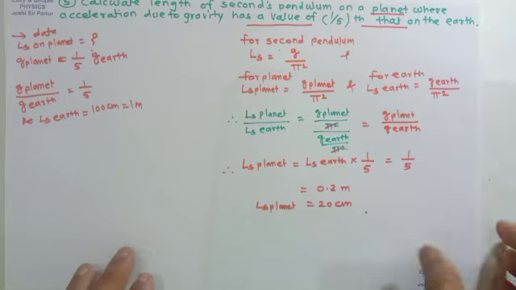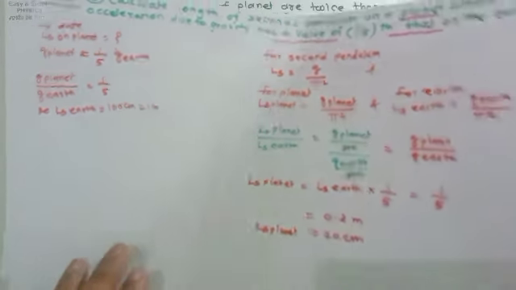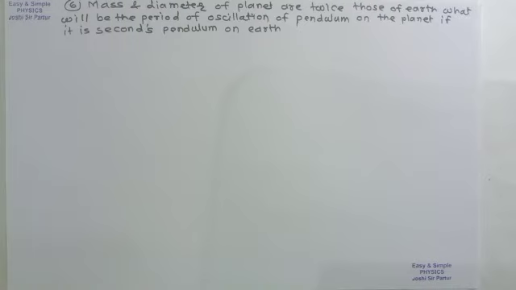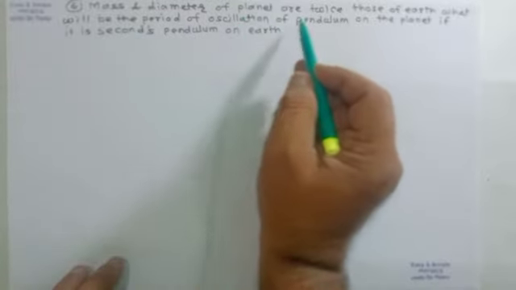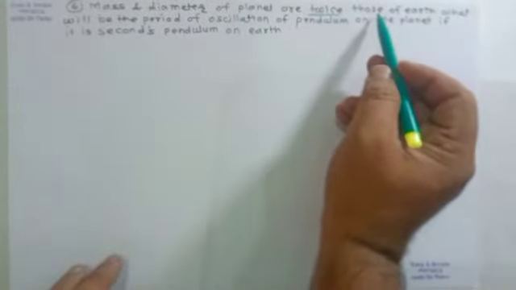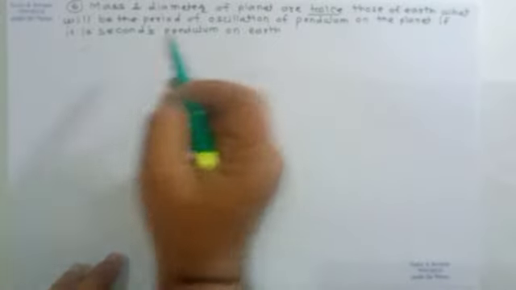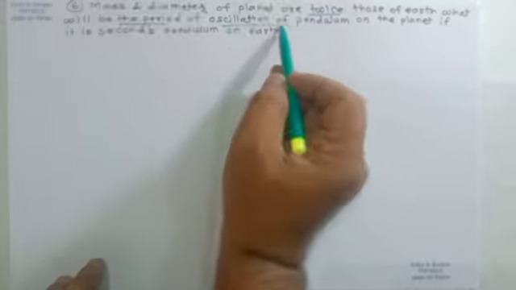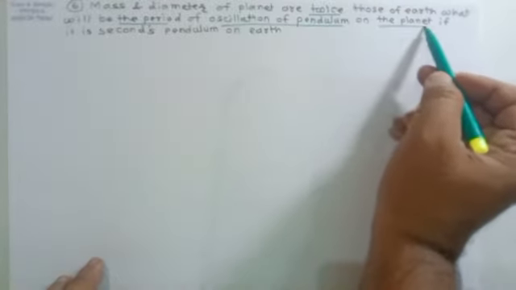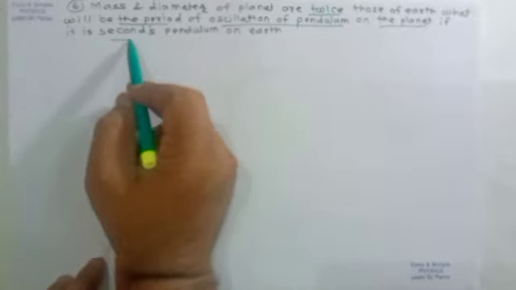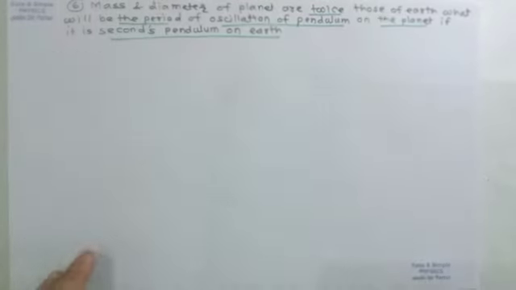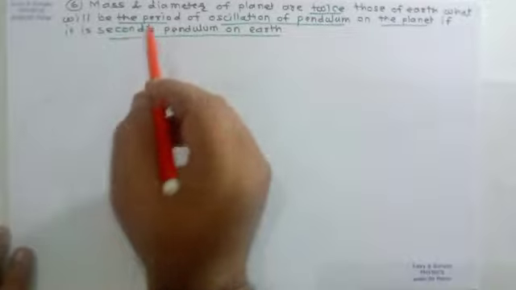Answer for given example. Again, if we can solve another example, that is mass and diameter of planet are twice those of the earth, what will be the period of oscillation of pendulum on planet if it is second pendulum on earth? Means second pendulum is given, which is on the surface of earth, and we want to find time period.